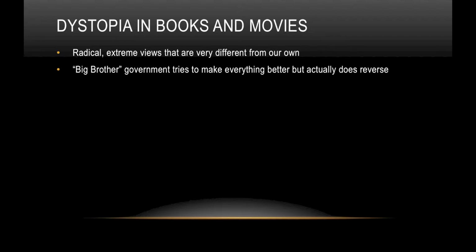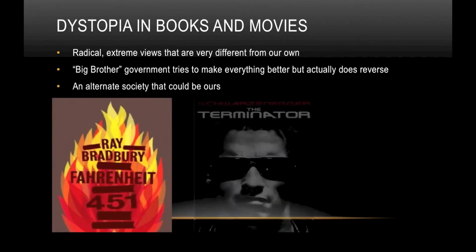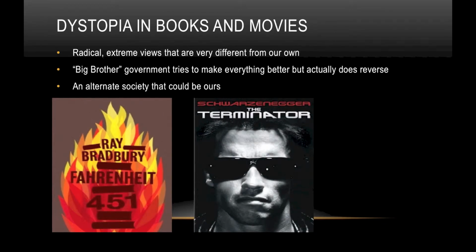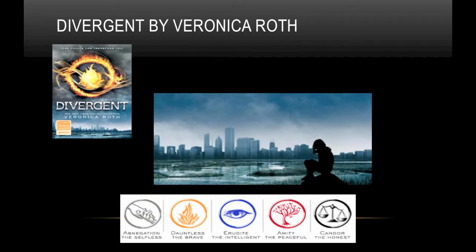Plans often backfire and the society collapses after that, so people have to suffer through different things. Some famous examples are Fahrenheit 451, the Terminator movie franchise, and The Giver by Lois Lowry. And a lot of people like dystopian because it provides an alternate society that could really easily be ours if one little thing changed. For some examples of books, we have Divergent.